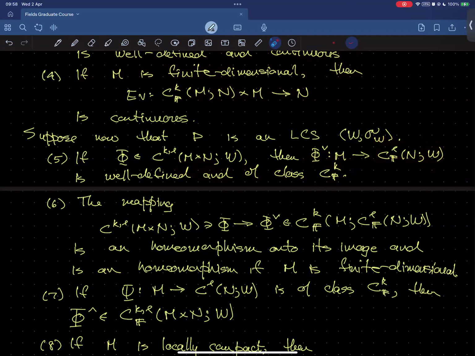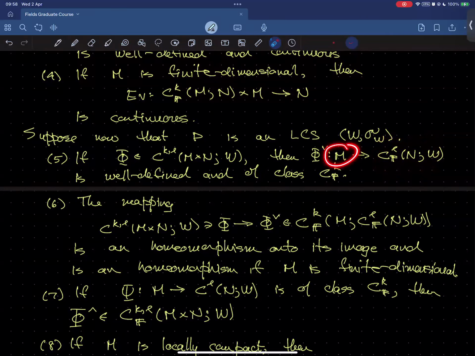And so this thing itself is a locally convex space. So I have now a set, I have a mapping from M into a locally convex space, and for a locally convex space it makes sense to talk about something with values in there as being of class CK. All right, so that's what I'm doing here.